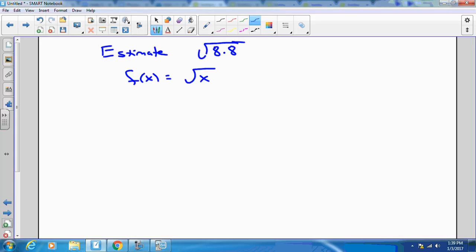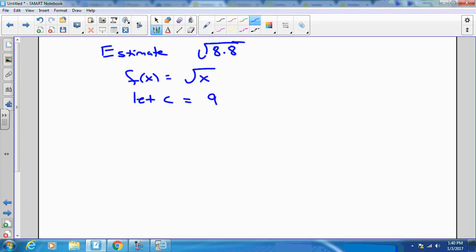What function? The square root of x. Sure. We're trying to find a value for the function square root of x. Now, here's where we get to Jennifer's question. We're going to let c be a value that is close to 8.8 that we know how to deal with, that we know the square root of.